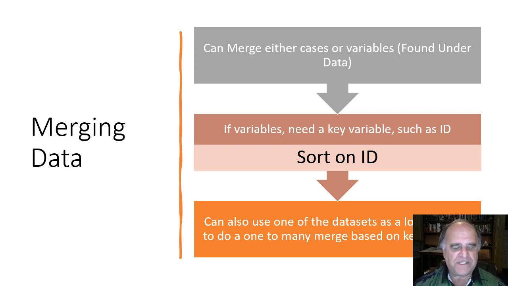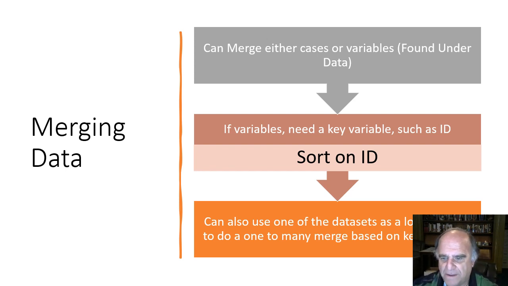If variables, you should always use a key variable. There's an option where you don't need a key variable, but I would never use that option. I would always have a key variable. A key variable is just the variable that you're matching on. Usually, for example, the ID of the subject or the social security number or the student ID. It's a good idea to sort on ID before you do your matching, but that's basically all you have to do.